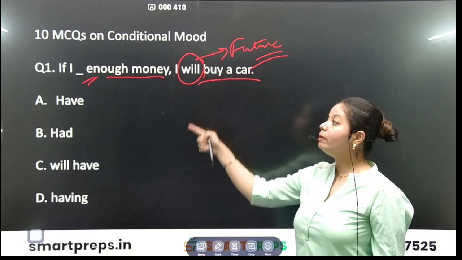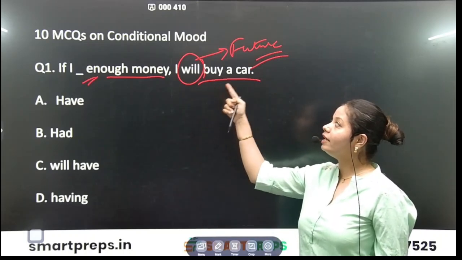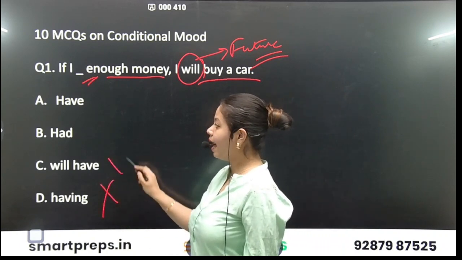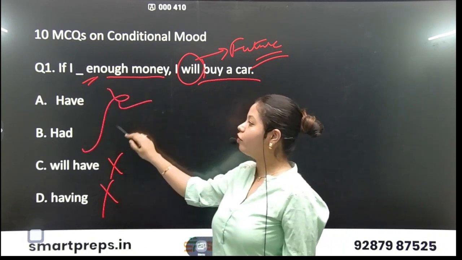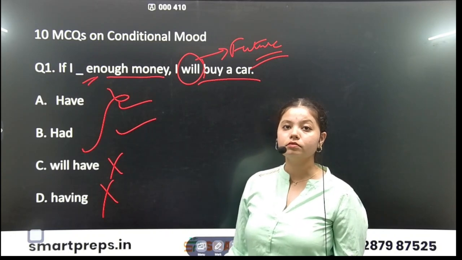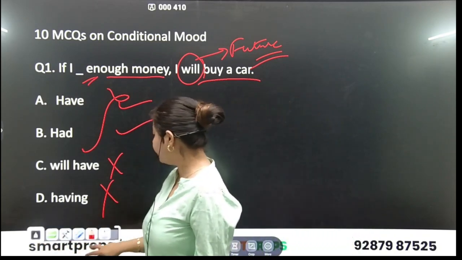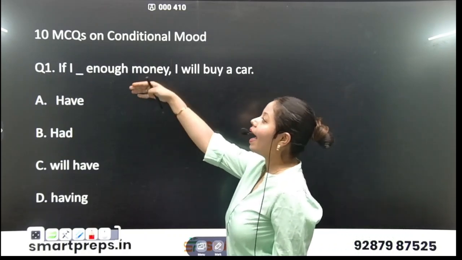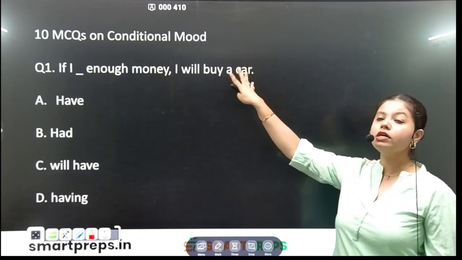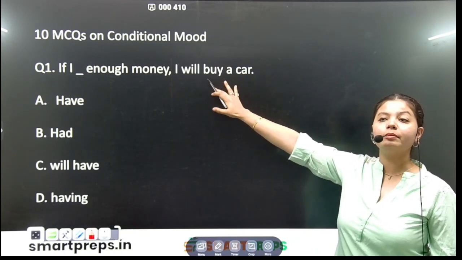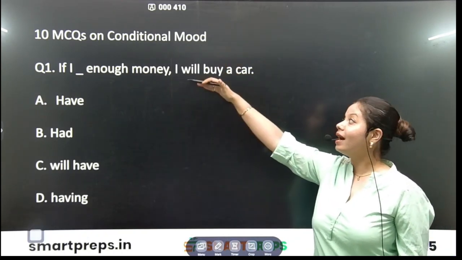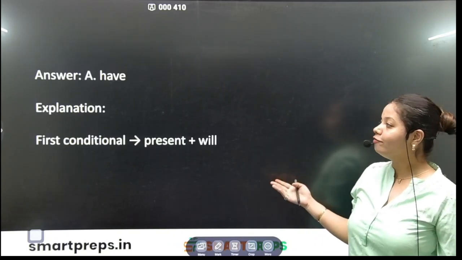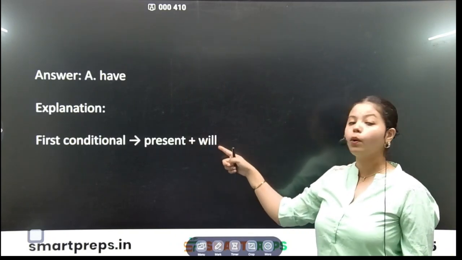Yes, which will be correct? If I dash enough money, I will buy a car. Have or had? Which one will be the correct one? The answer is have. If I have enough money, it means future tense is there. I will buy a car. It means present tense plus the future. So if I have, first conditional, present plus will.